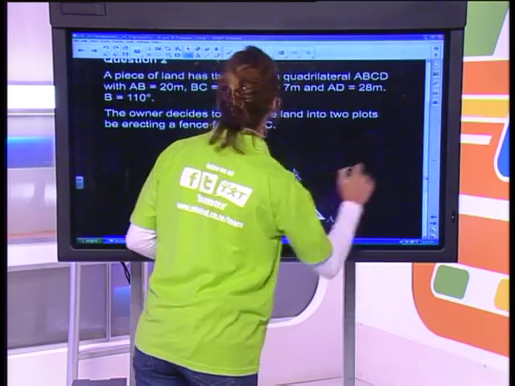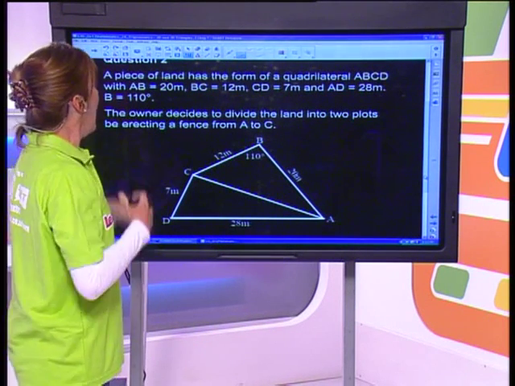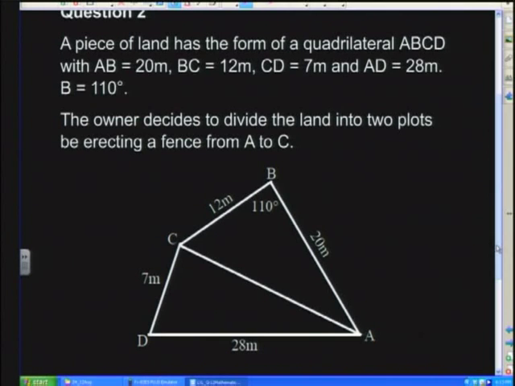All right, let's have a look at what we've got over here. We've got a piece of land that has been formed from a quadrilateral ABCD, and we have been told the following. The length from A to B is 20 meters. The length from B to C is 12 meters. From C to D is 7. And A to D is 28. Right, and what I know is that my angle B is 110 degrees.